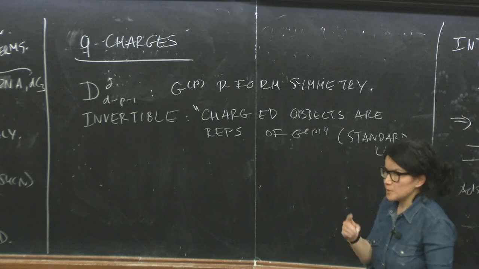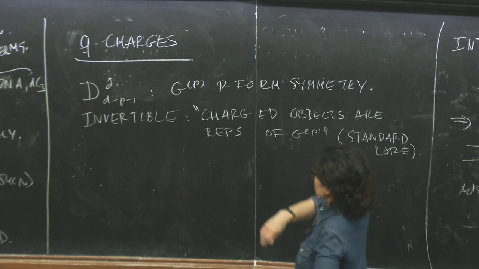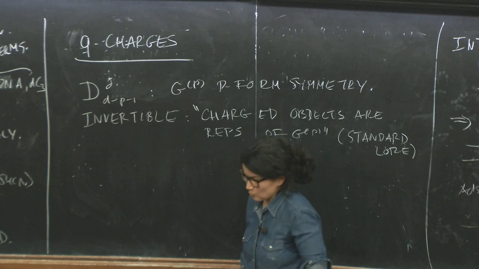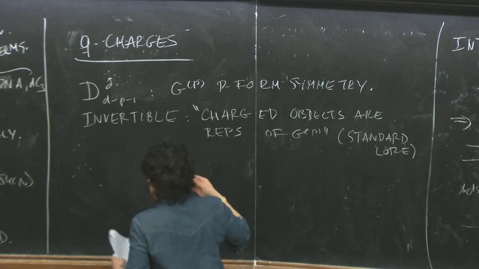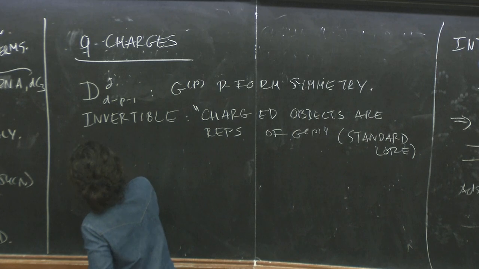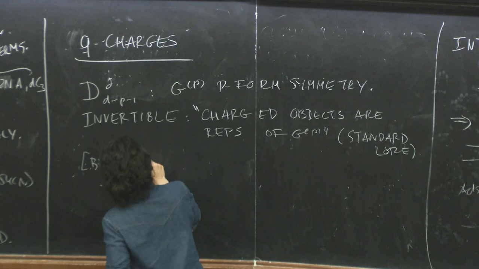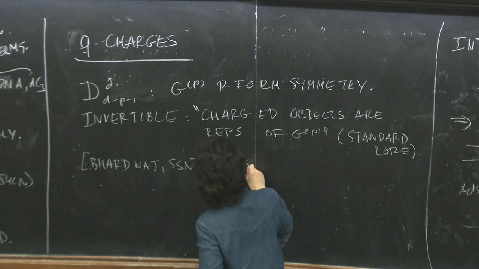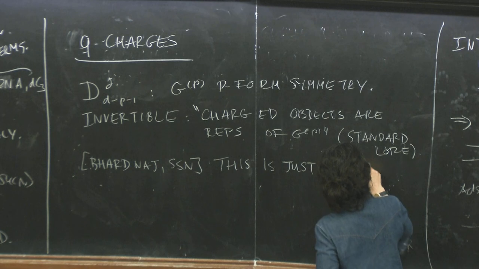So you have a zero-form symmetry: point operators are in representations of the zero-form symmetry. You have a Z2 one-form symmetry: the line operators will be in Z2 representations of that one-form symmetry. And what I actually would like to make the case of, in this paper with Lakshya, we showed, this is just a part of the story.